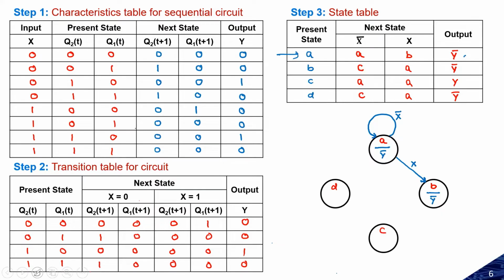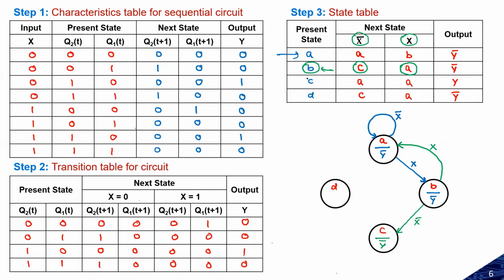Now let us talk about the second case. The present state is B. For X bar, the next state is C, and the output which we have received here is the Y complement. Okay, next one, let us see. Present state is B, next state becomes A if X is equal to 1, and the input here is X, and the output again here is Y complement.